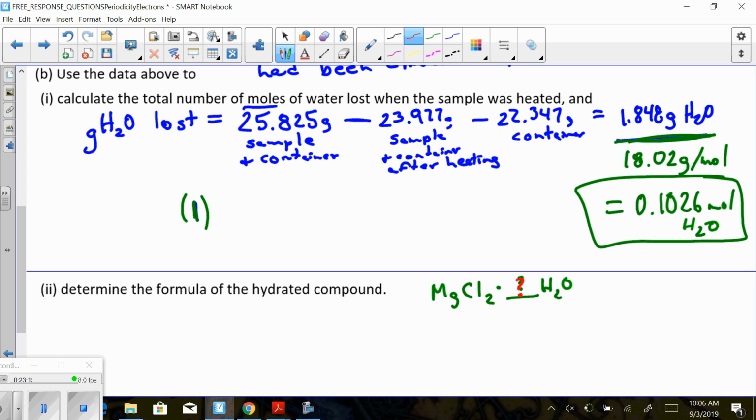Our next step is to figure out how many grams of magnesium chloride we had, how many moles of magnesium chloride did we start with. And so to find the mass of just the magnesium chloride, we would want to look at our final sample after it's heated. So 23.977 grams, and that's the sample and container after heating.